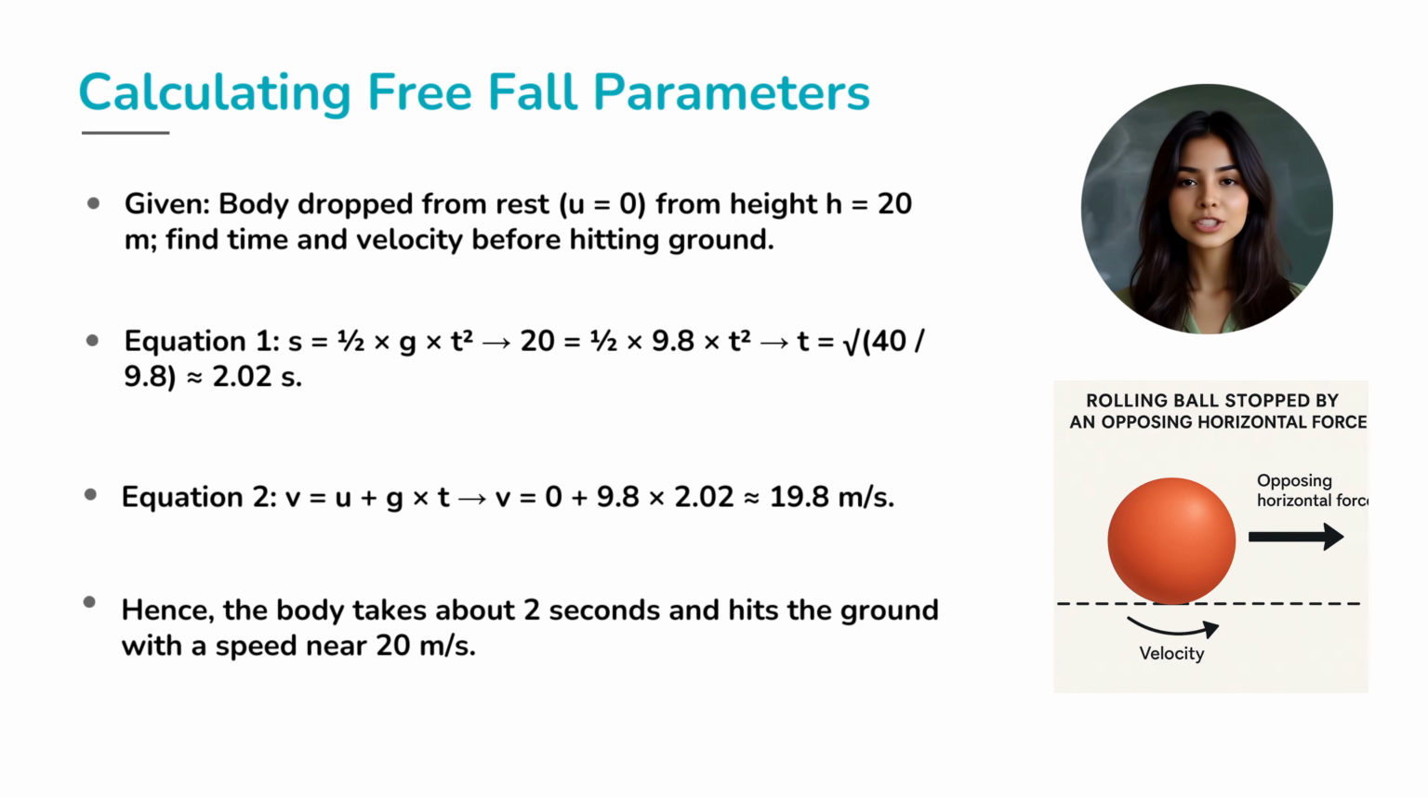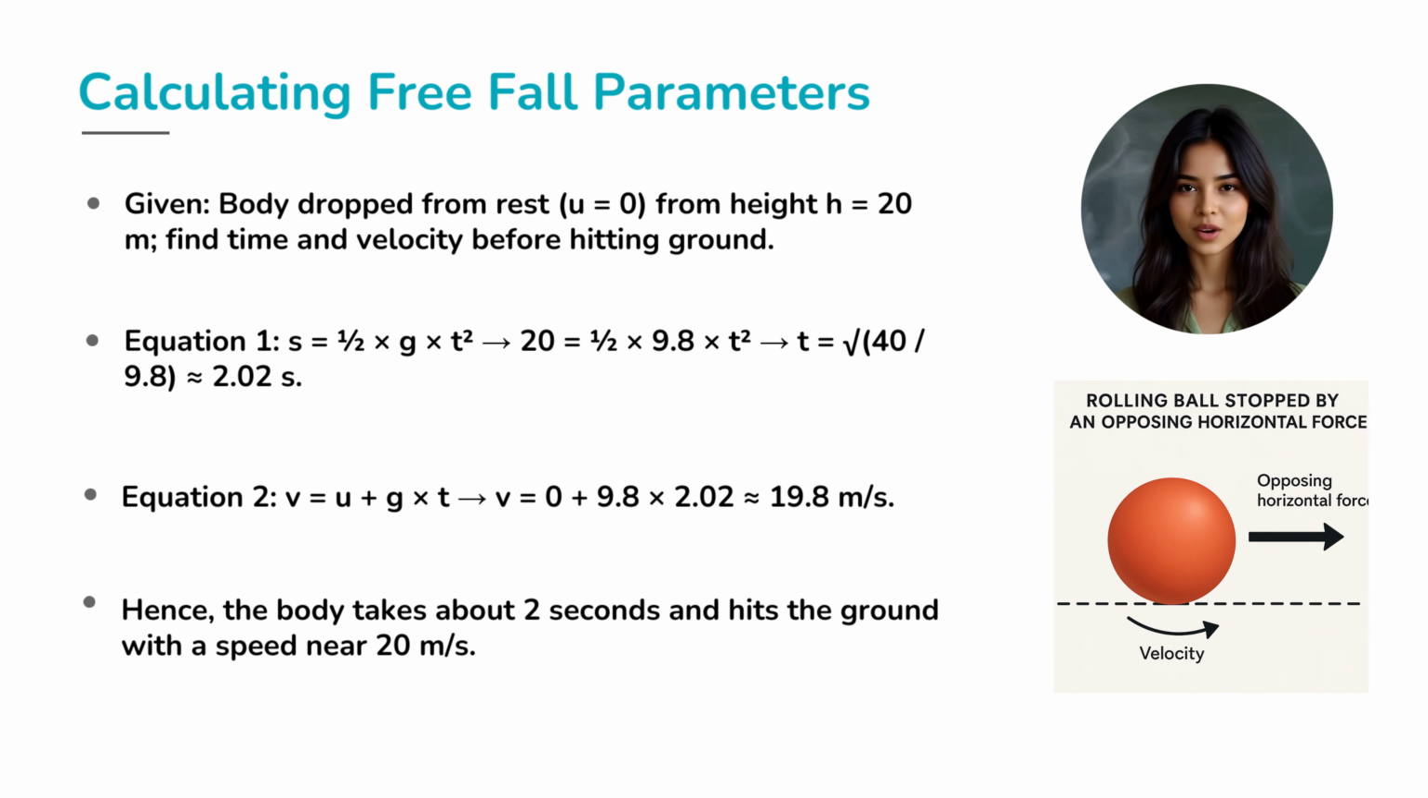Let's solve a real example to see how this works. Say you drop a ball from a height of 20 meters, that's about the height of a 7-story building. You're asked, how long does it take to reach the ground, and with what speed? We start with the equation s equals half g t squared. Substitute values: 20 equals half times 9.8 times t squared. That gives t squared equals 40 divided by 9.8, which is roughly 4.08. So t equals 2.02 seconds.